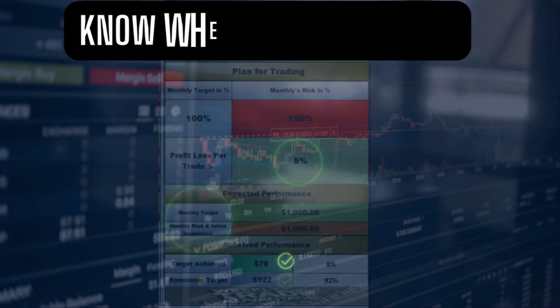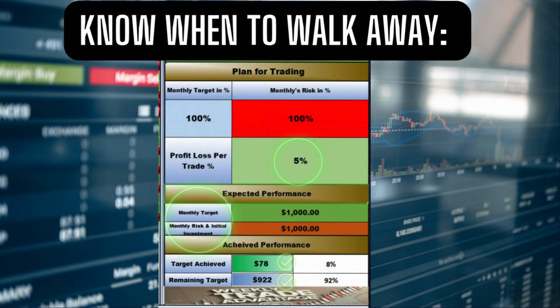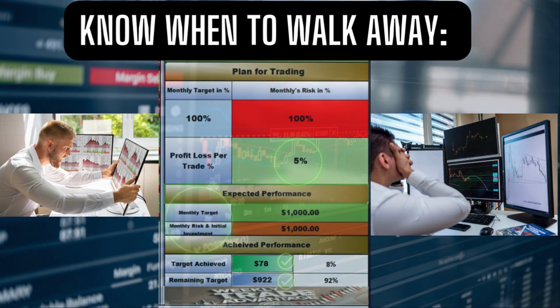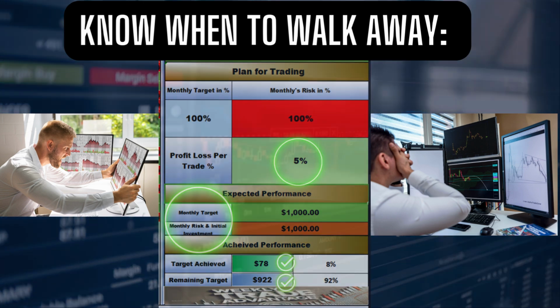Know when to walk away. Set daily or weekly loss limits and stick to them. If you hit your limit, take a break. Revenge trading only leads to bigger losses. It's okay to step away and come back with a clear mind.